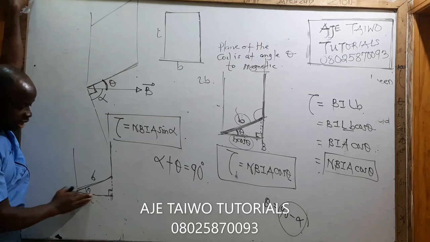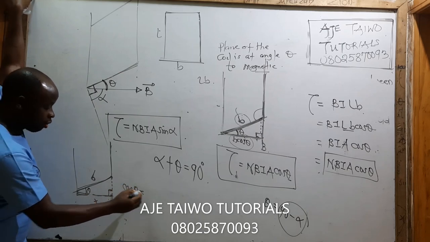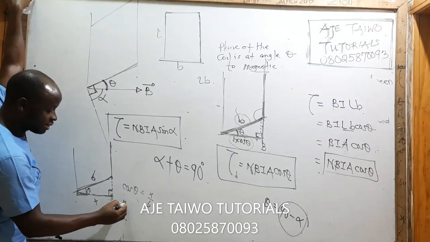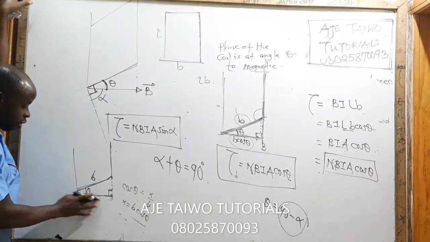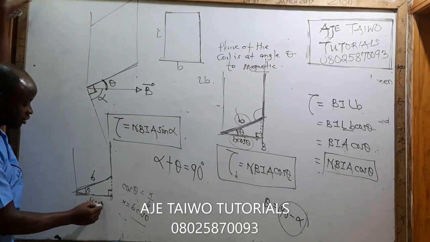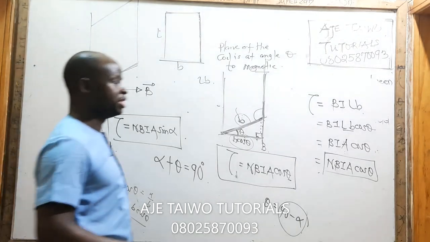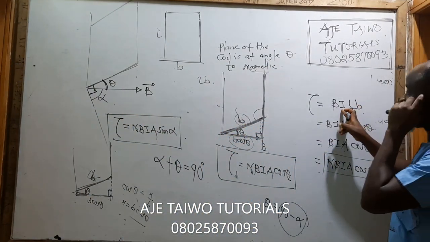How do you get that? If you are finding here, call it x. Now, because cos theta equals adjacent x over hypotenuse B, so x is B cos theta. x is B cos theta. So this place will be called B cos theta. So we don't need this B again. What's my name? B cos theta. So I will replace B with B cos theta in our previous formula for this guy.